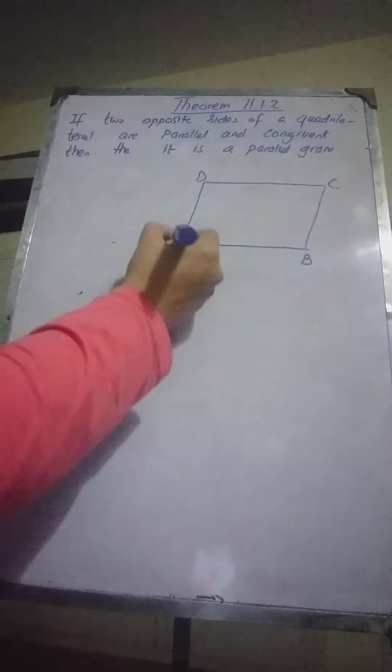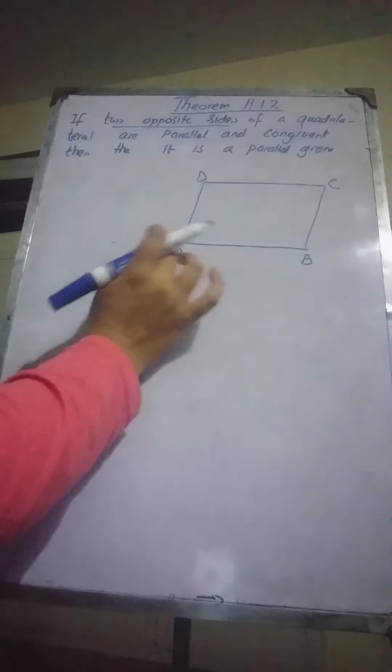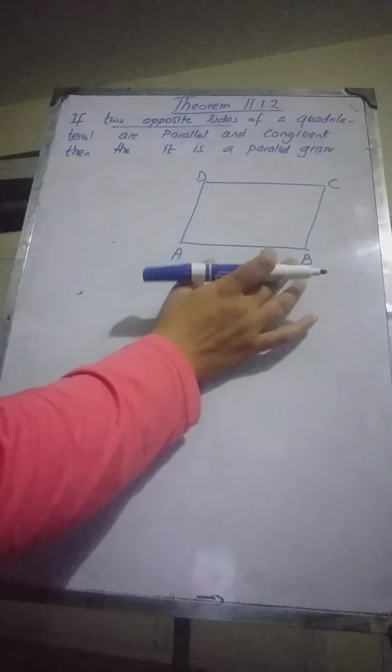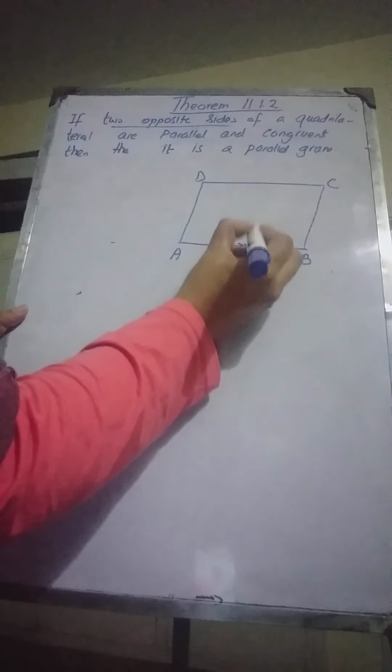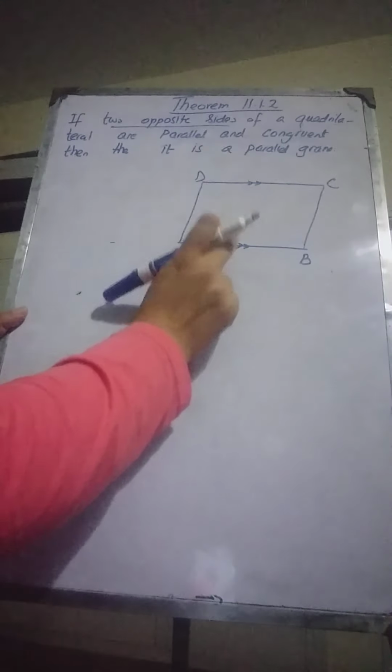Okay, the statement of the theorem is that if two opposite sides of a quadrilateral are parallel, so you have a quadrilateral, a four-sided figure in which it is given that two of its sides, two opposite sides, let us take those sides to be AB and CD, are parallel as well as congruent. We don't know anything about the other two sides. We know only about two sides of this quadrilateral. So these are parallel and congruent, then it is a parallelogram.